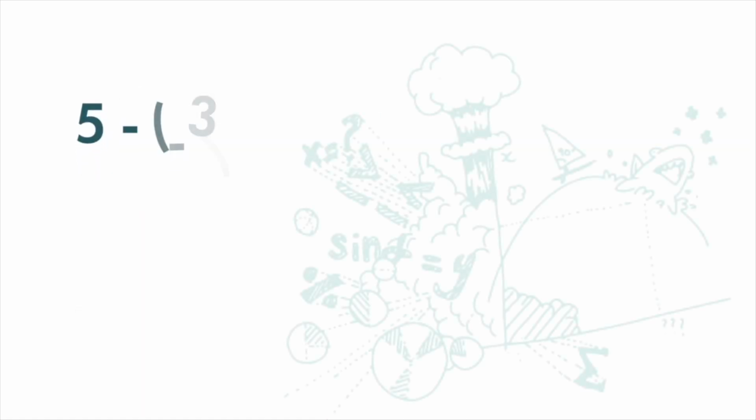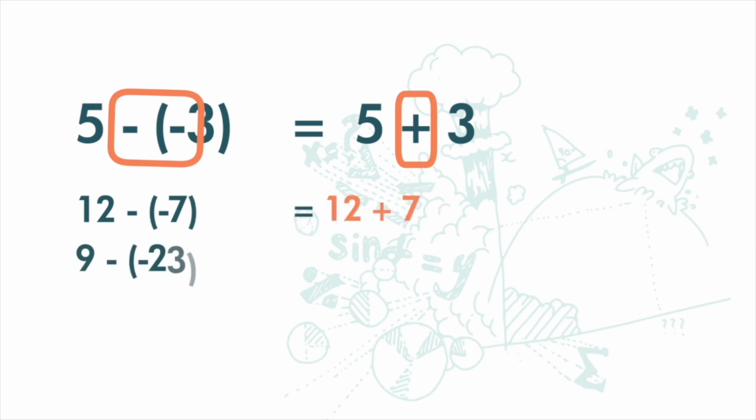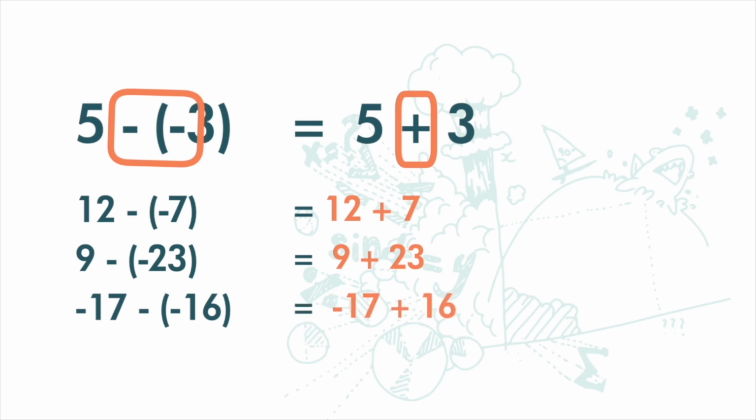Second, when you see 5 minus negative 3, it is the same as 5 plus 3. So 12 minus negative 7 become 12 plus 7. 9 minus negative 23 become 9 plus 23. Negative 17 minus negative 16 become negative 17 plus 16.